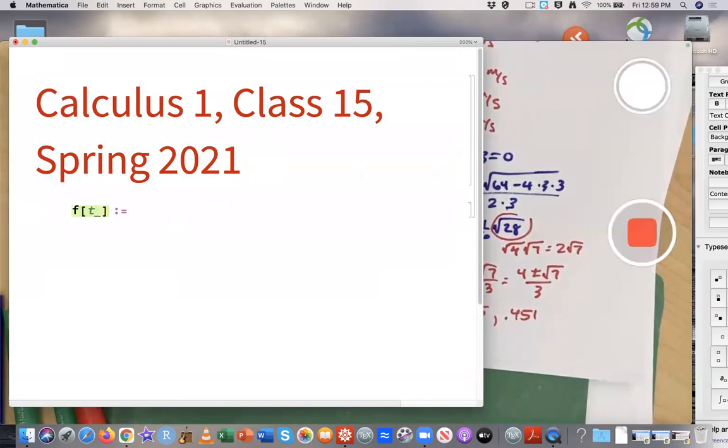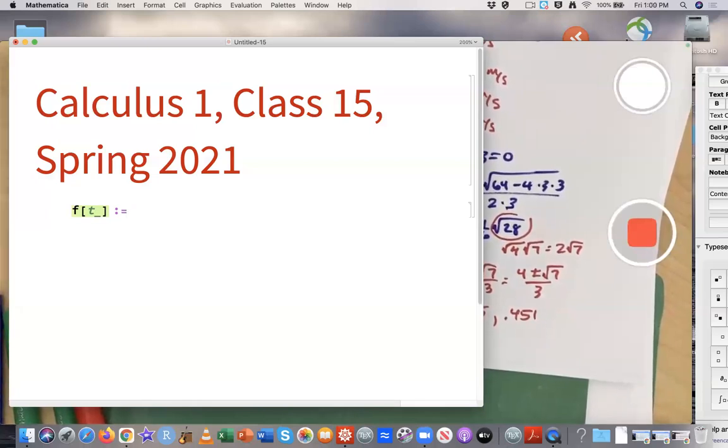Parentheses are reserved for when you're multiplying things, not function inputs. Square brackets are used for function inputs. Then put a T, then put an underscore. Remember, I've emphasized you need to put an underscore when you're first defining a function. After you've defined the function, you don't need the underscore anymore.